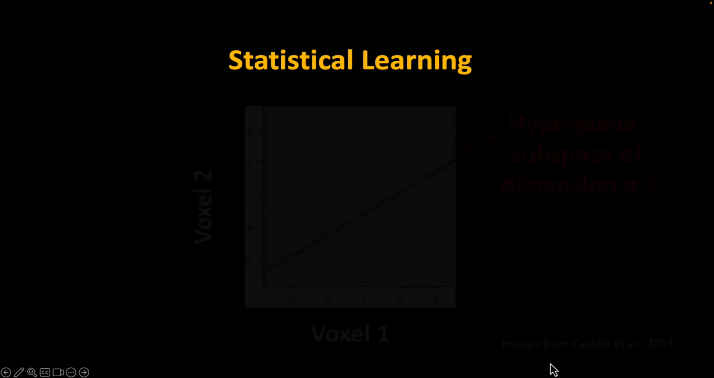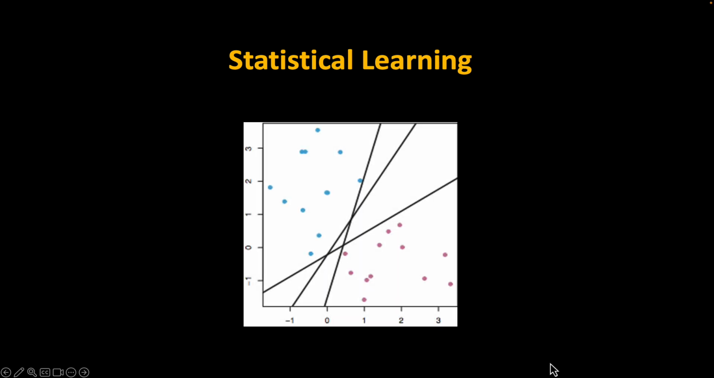So that is a hyperplane. And to determine the optimal hyperplane, just like you know from linear regression, how do you choose the best line of fit? Well, in this case, we try to choose a hyperplane that has the most distance between the hyperplane and the nearest activation.